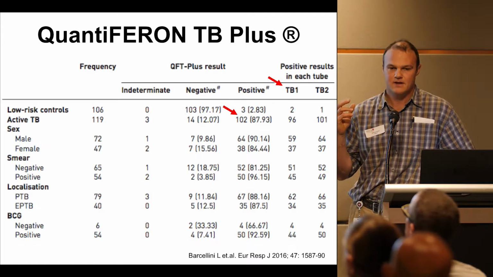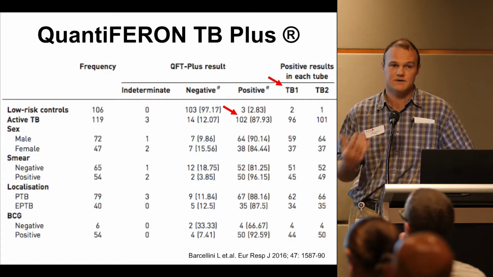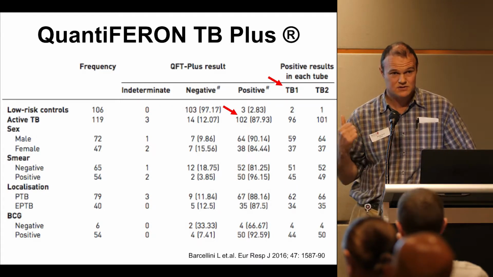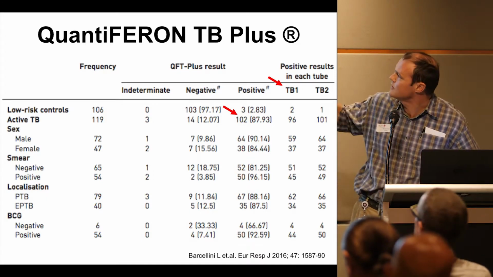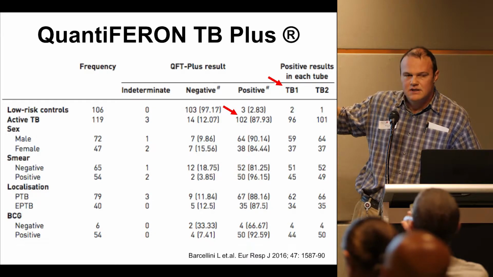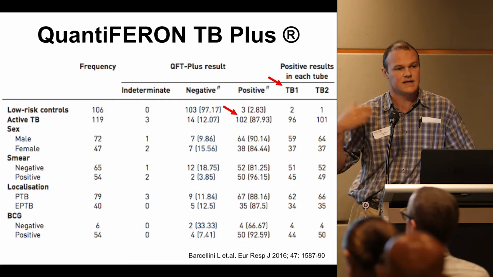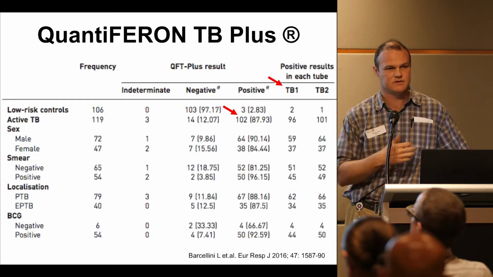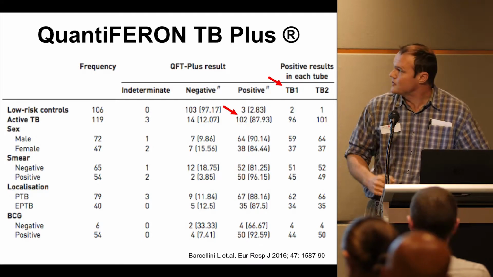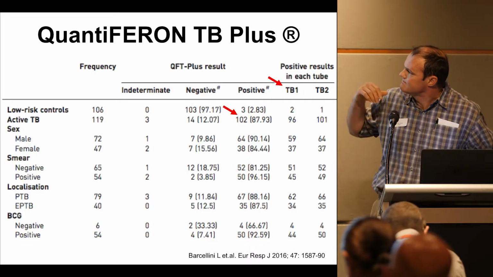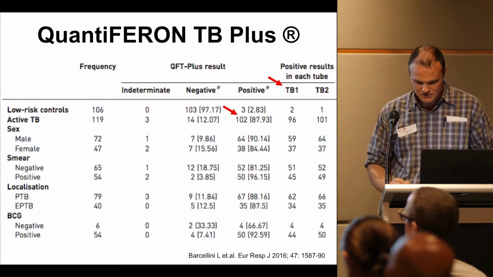The underlying rationale for the QuantiFERON Plus was we want to optimize the sensitivity because QuantiFERON has suboptimal sensitivity, especially in young children. So they've included a new set of antigens that are short peptides that are supposed to stimulate CD8 cells, while the previous tests were focused on CD4 gamma interferon production. However, the preliminary evaluation of this new test has shown essentially no additional yield.